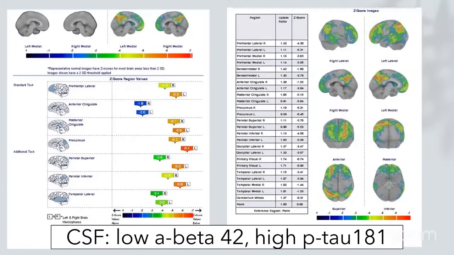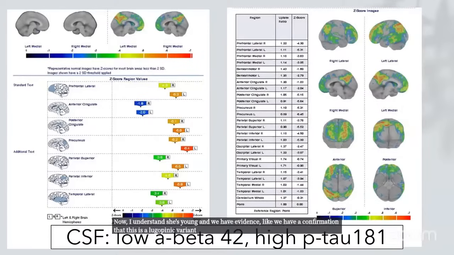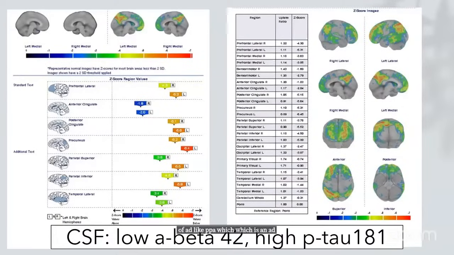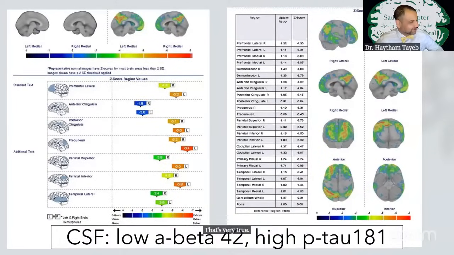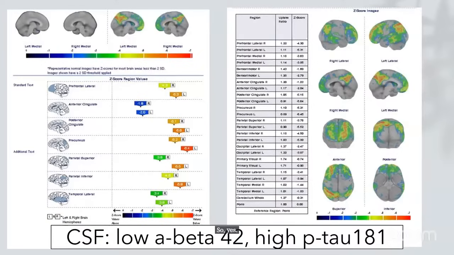I would stick to the inclusion criteria, at least in the beginning, before we have real-life evidence or a clinical trial including atypical cases. I understand she's young and we have confirmation that this is a logopenic variant of AD, like PPA, which is AD, and I understand that she's going to progress, and I understand her decision. But if it's up to me, I would not, at least in the beginning, until we have experience with the typical ones, start with the atypical ones. That's my conservative approach.